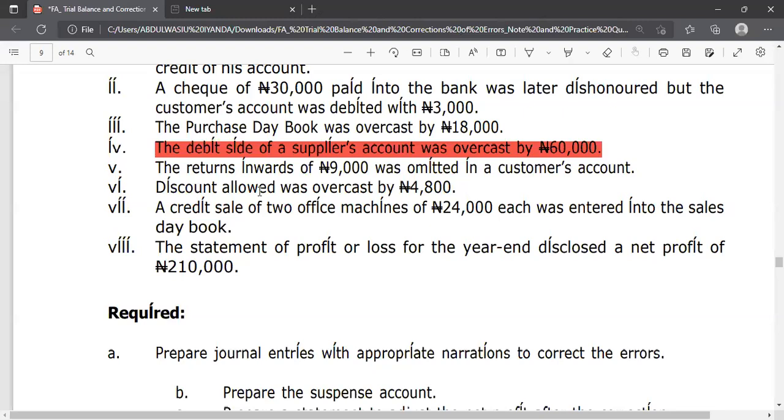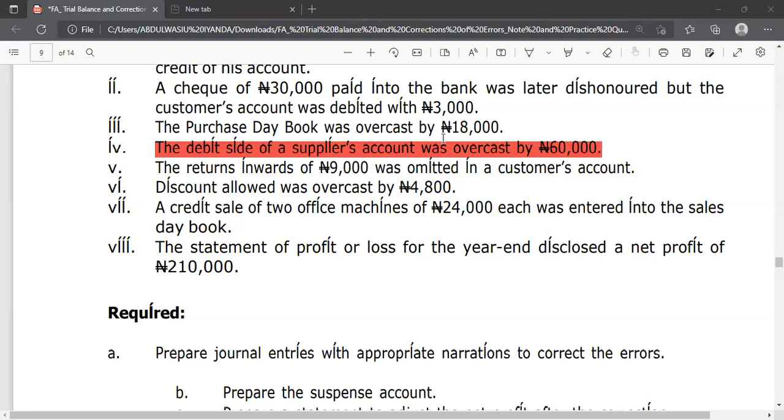Okay, discount allowed was overcast. Discount allowed is going to be on what side of the trial balance? Debit, thanks. So discount allowed was overcast and it's going to be on the debit side of the trial balance.